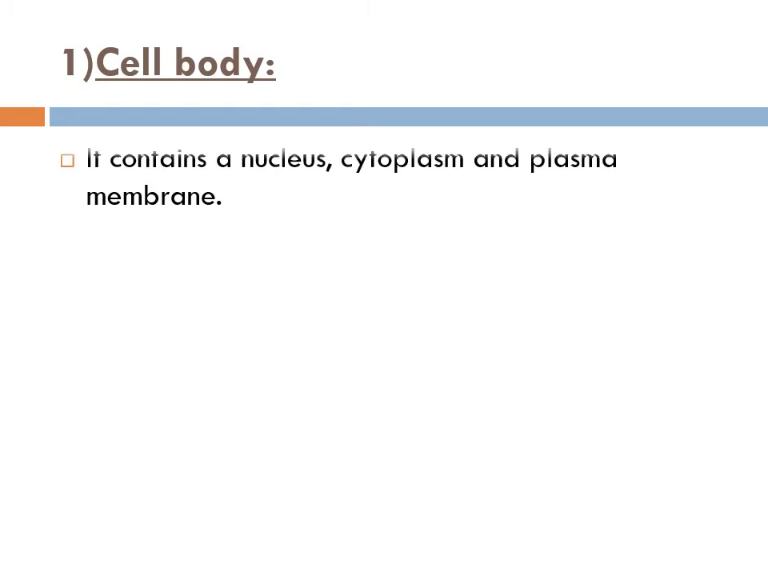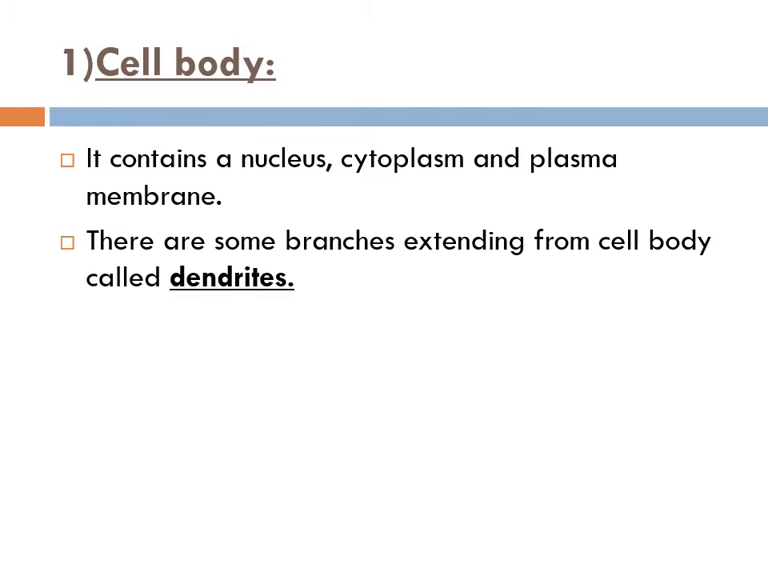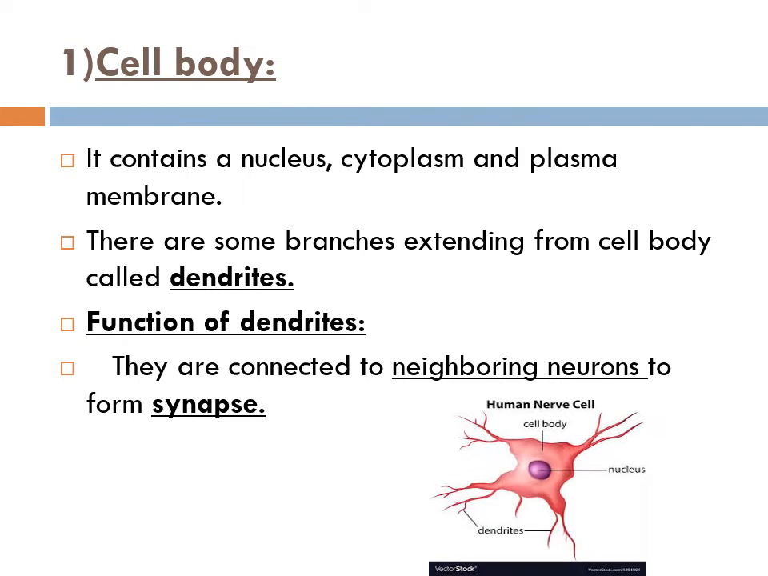Cell body. It contains nucleus, cytoplasm, and plasma membrane. There are some branches extending from the cell body, and these branches are called dendrites. What do you think? What is the function of dendrites? They are connected to neighboring neurons to form synapse.